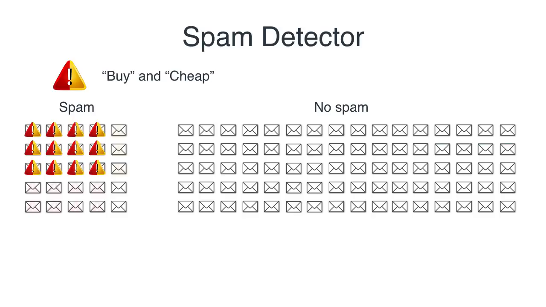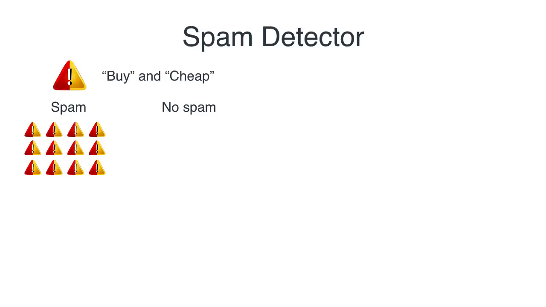And so there's actually 12 emails that contain the words buy and cheap. So that's some good data. And then let's look among the no spams. Let's say that there's these 5 that contain the word buy and these 10 contain the word cheap. So actually there's none that contain both words, but that's okay. We're gonna do the same thing as before. We have 12 spam emails and 0 no spam emails that contain the word cheap.